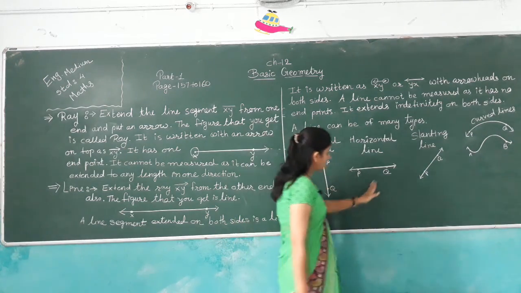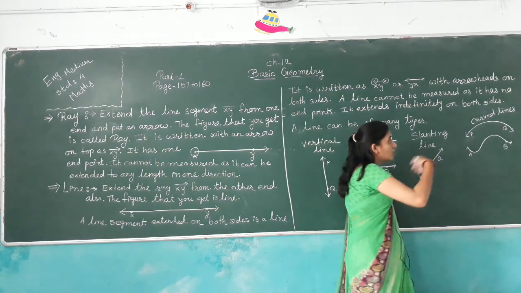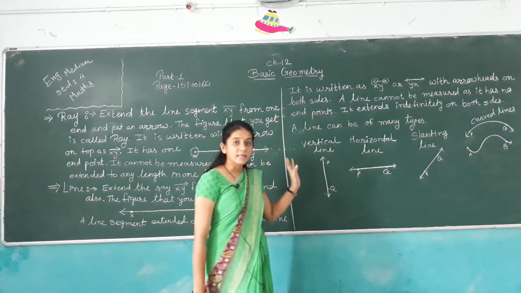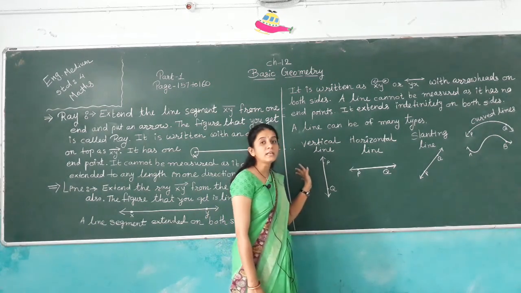A line can be of many types: vertical, horizontal, slanting, and curved line. Here are four types of lines. We will use them in this chapter.